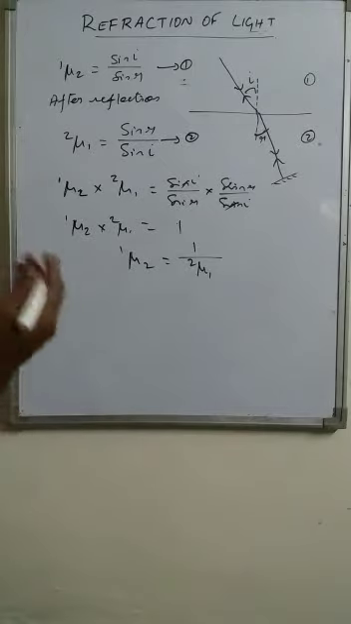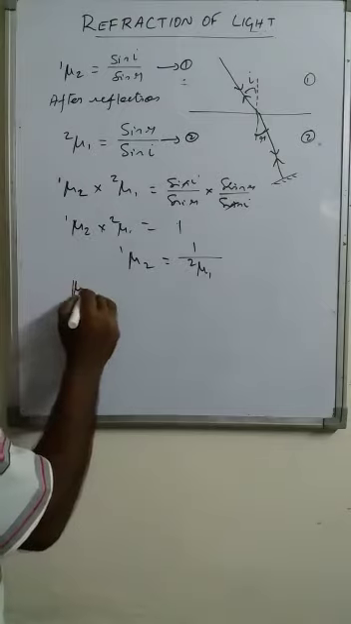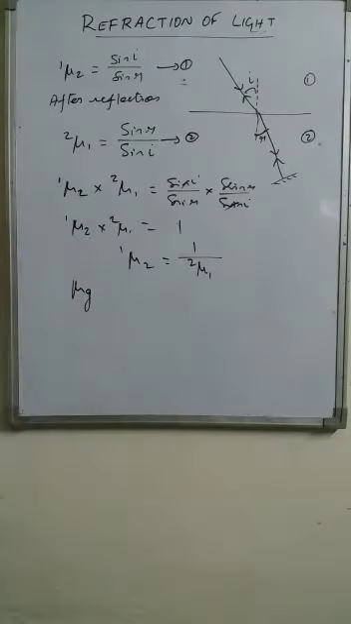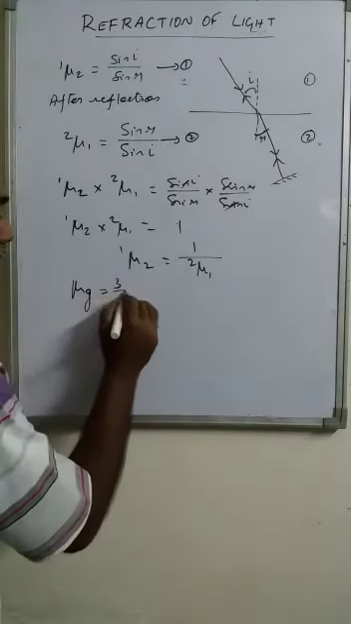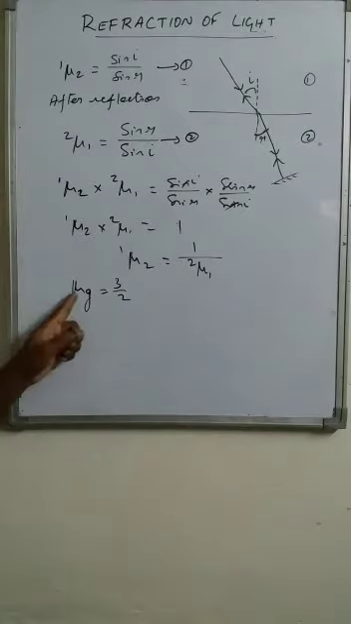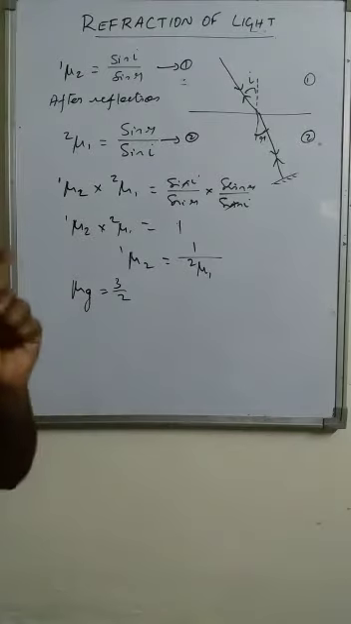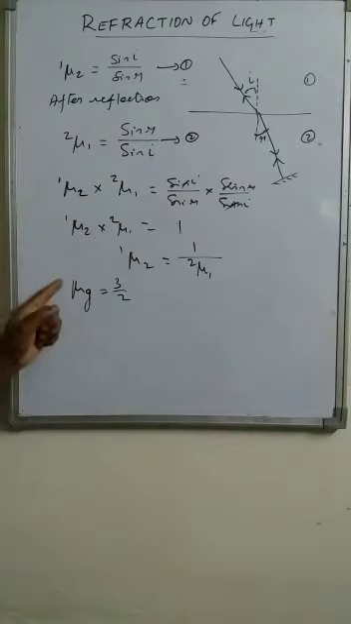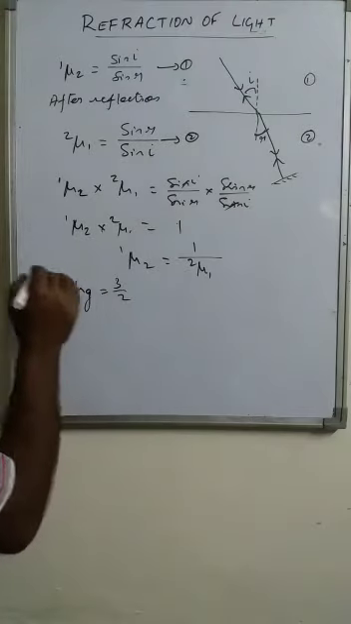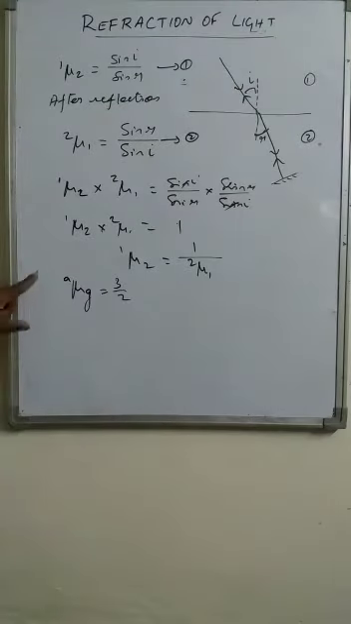Suppose we take the refractive index of glass, that is equal to 3 by 2. The refractive index of glass is 3 by 2. It means what? In this, the first medium is air, because it is the absolute refractive index. Here the light ray is entering from air into glass.